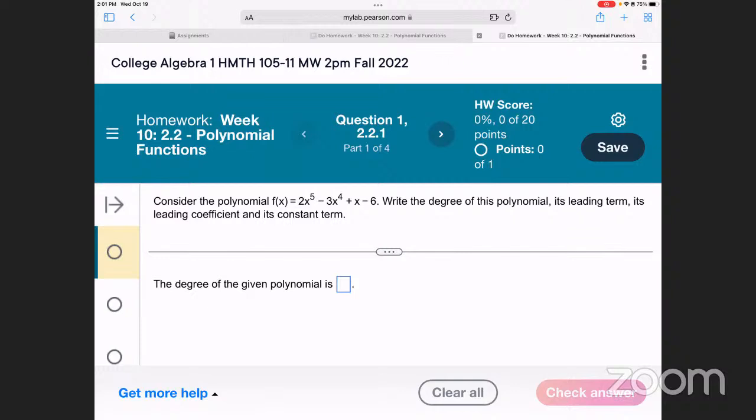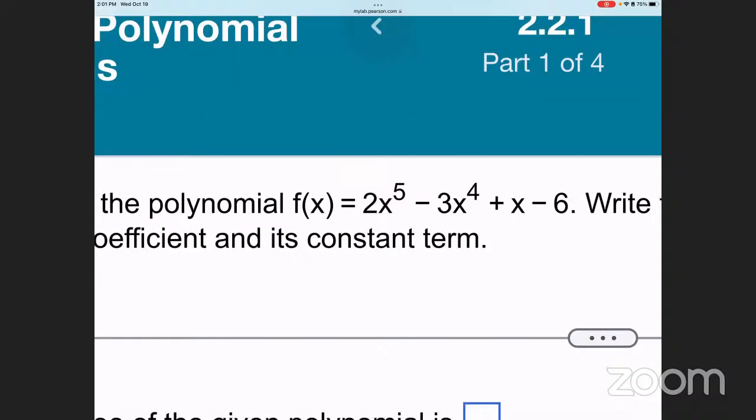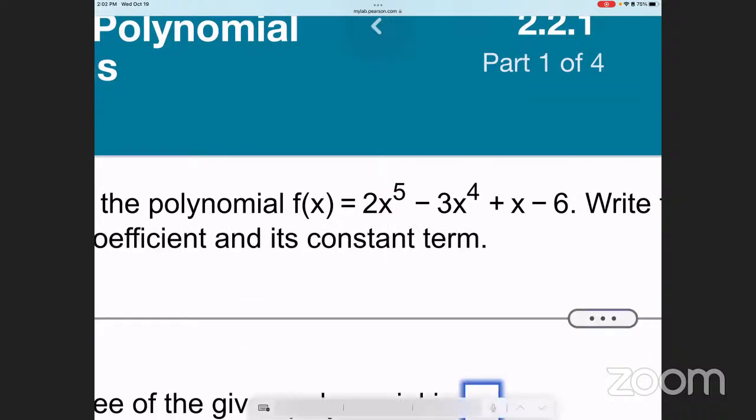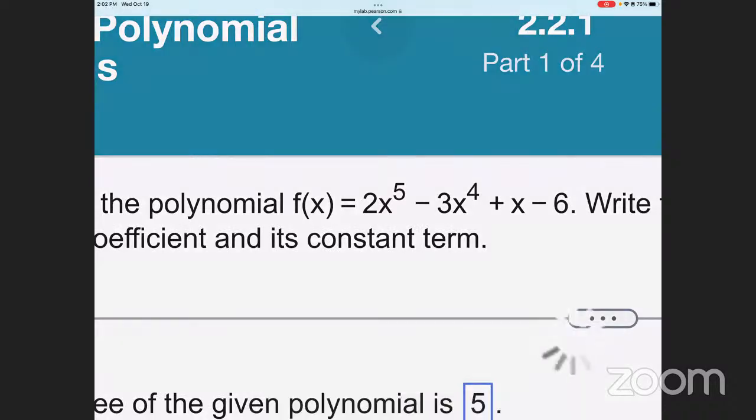So we have this polynomial. We're asked to write the degree of the polynomial, the leading term, the leading coefficient, and the constant. Can anybody tell me the degree of this polynomial? The degree is going to be the term with the highest exponent, or the highest exponent. So the degree in this case should be 5.